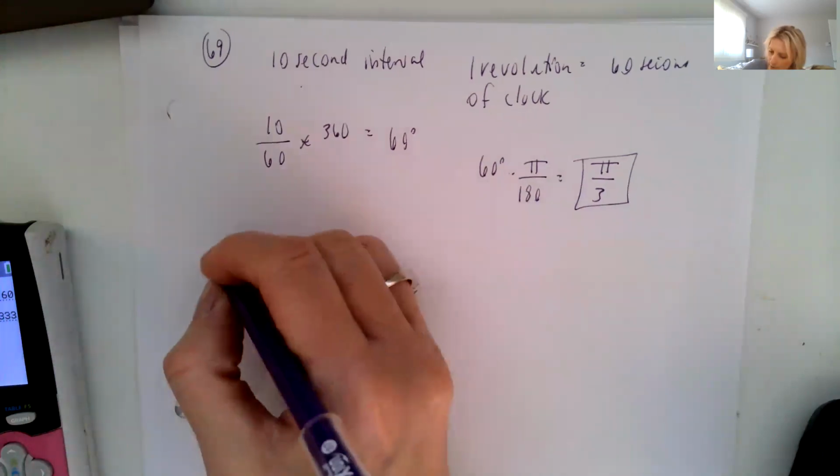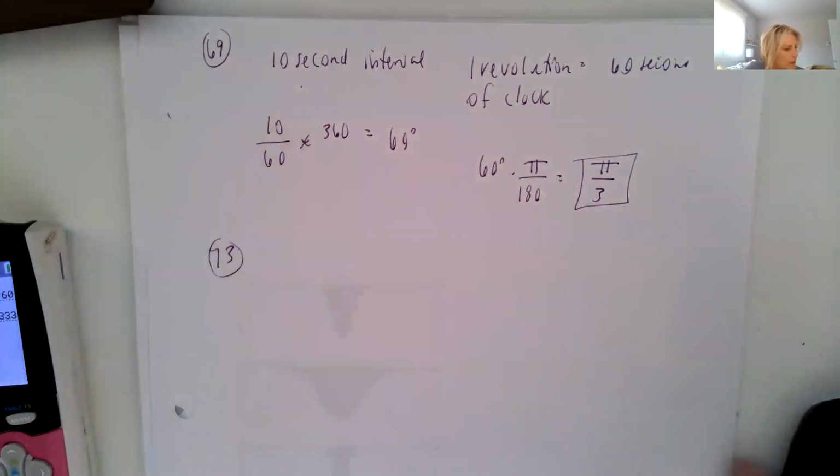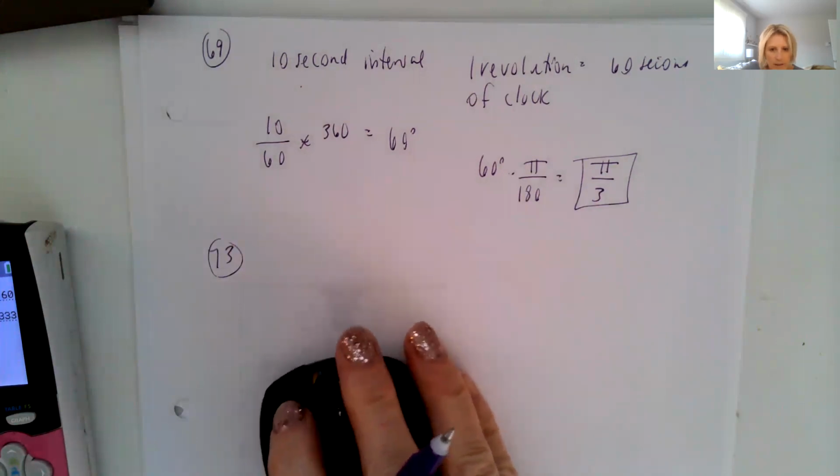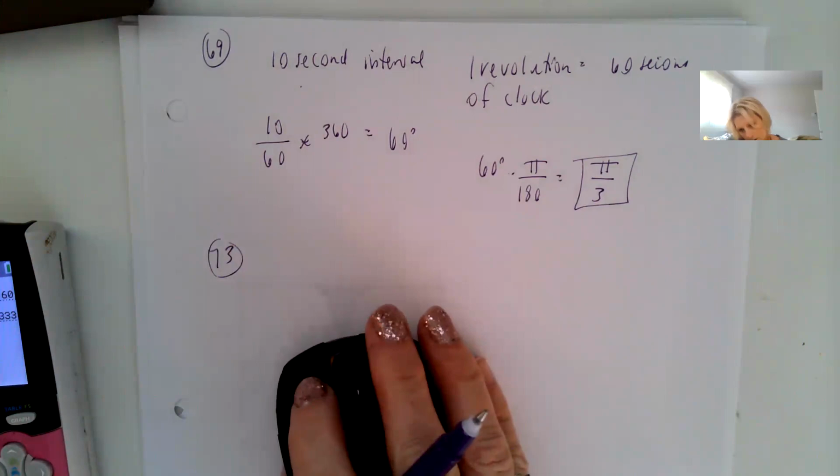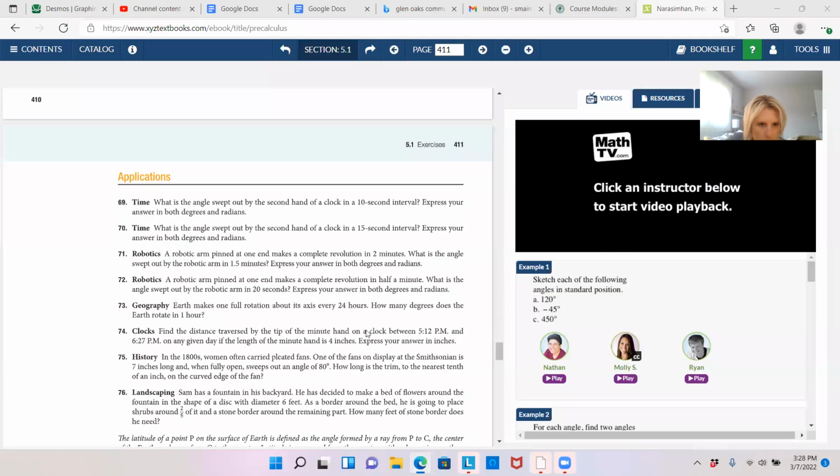Let's look at number 73. So we can read it together. Number 73 says it's geography. Earth makes one full rotation about its axis every 24 hours. How many degrees does the Earth rotate in 1 hour? Okay. So every 24 hours, it goes full rotation. Yes, it does. Pretty cool.